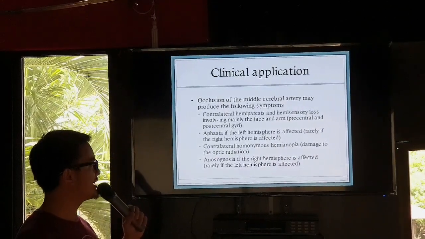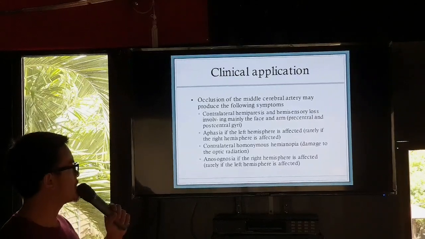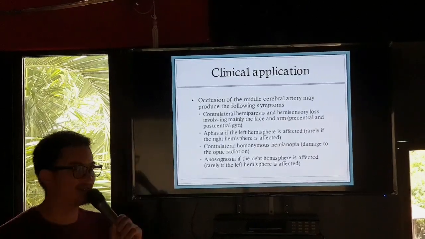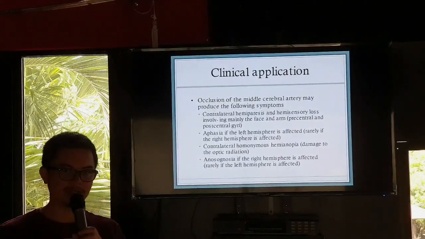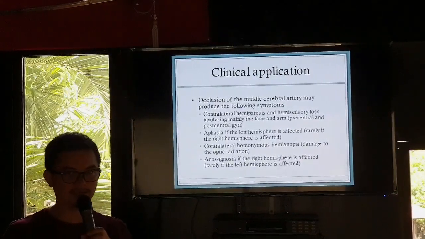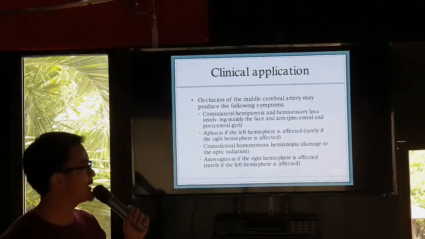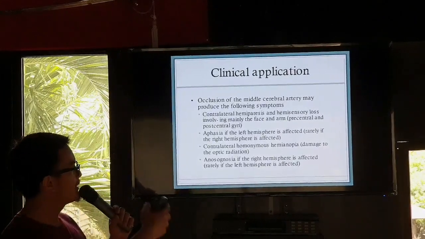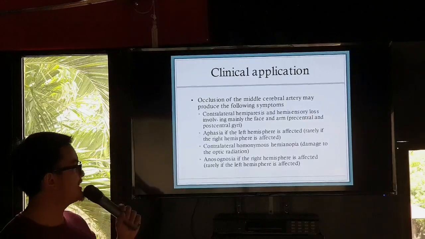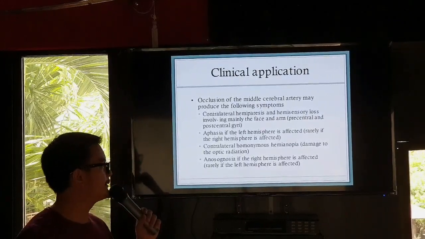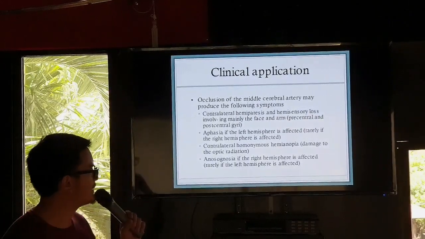So you can have contralateral hemiparesis and of course hemisensory loss, mainly the face and arm. Remember, if it's the anterior cerebral artery, mainly the leg. Mainly the leg and foot. But this one, more of the face and arm. Aphasia, if the left hemisphere is affected, rarely the right hemisphere is affected.